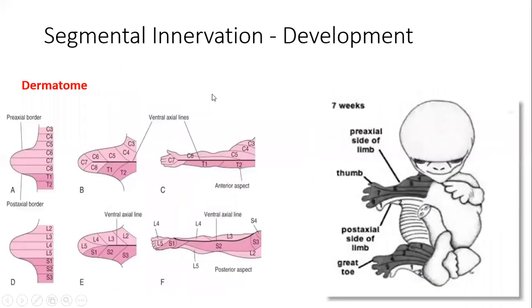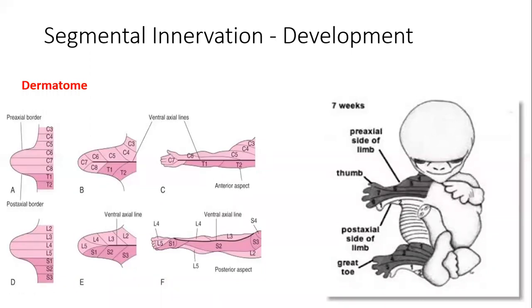Now let's move on to a very important topic. Starting with the development of the segmental innervation, dermatome. What is a dermatome? How do you define dermatome? Dermatome involves an area of skin, derma referring to skin. So areas of the skin supplied by individual spinal nerves are called dermatomes. And to understand them fully, you must know some facts related with their development.